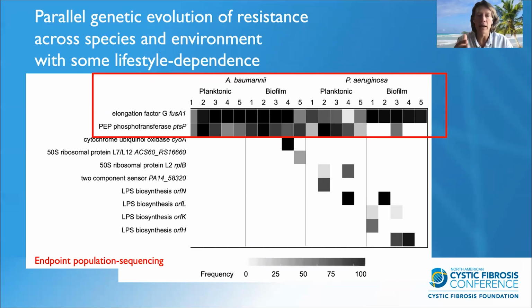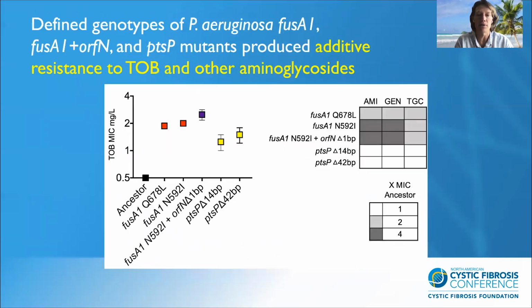Again, although elongation factor G is key to translation, it is not known to be a drug target of tobramycin. We also found mutations that are lifestyle specific. These are those that affect LPS biosynthesis for Pseudomonas, and those that affect the electron transport chain, and also likely the exterior in Acinetobacter.